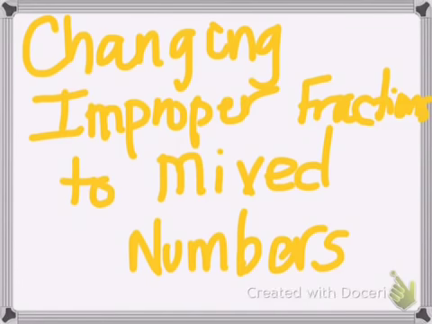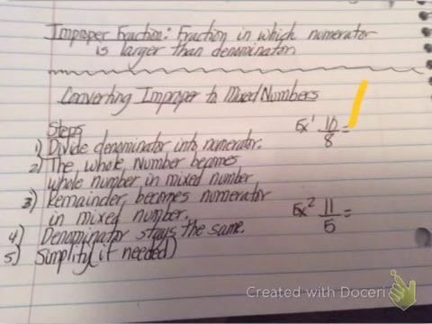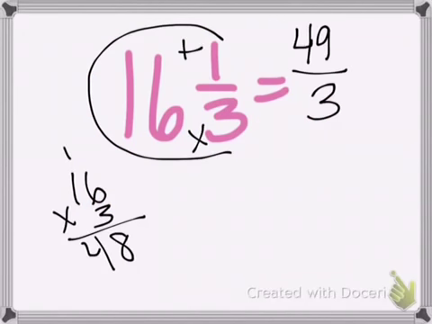So now let's look at going the vice versa. Let's look at changing an improper fraction to a mixed number. First of all, an improper fraction is a fraction in which your numerator is larger than your denominator. Let's go back and look at the prior example. The 49 over 3. 49 is my numerator. Since the top number is bigger than my denominator, that's called an improper fraction.